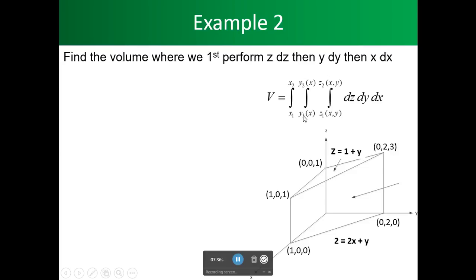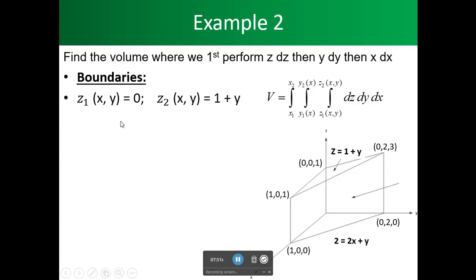dy is a function of x only, dy1 and dy2 is a function of x, and then we're going to have x1 and x2. And we looked at all of this already, so let's keep going. Now, where are our boundaries? What did we say they were?